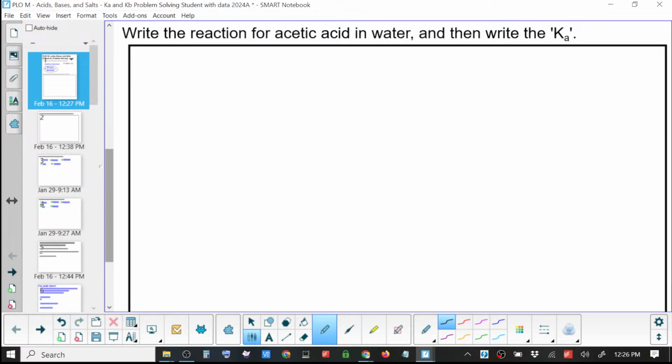That's what you've got to look at. You've got data tables. What is acetic acid in water? Yes, that is the thing you have to know. I will ask someone at random in a moment what acetic acid is. It's on the page.